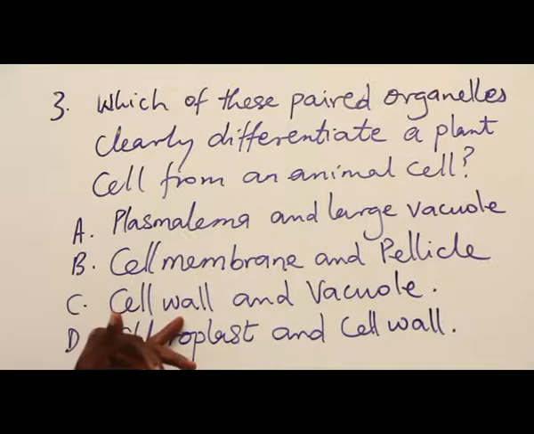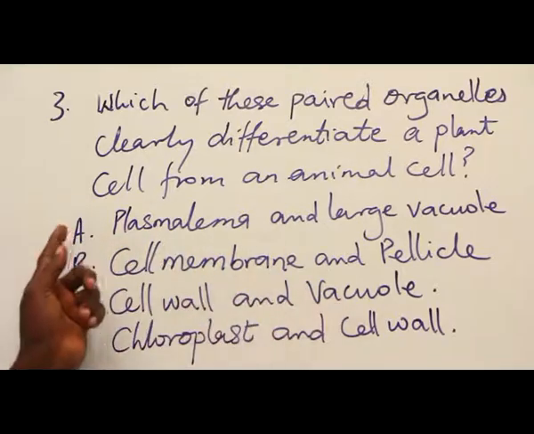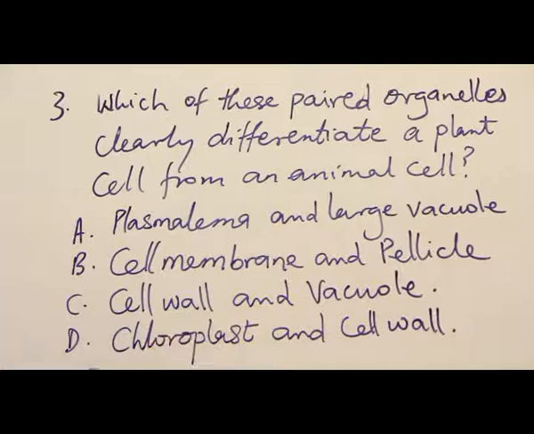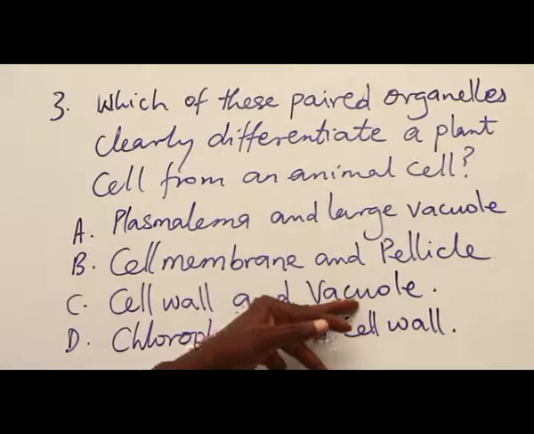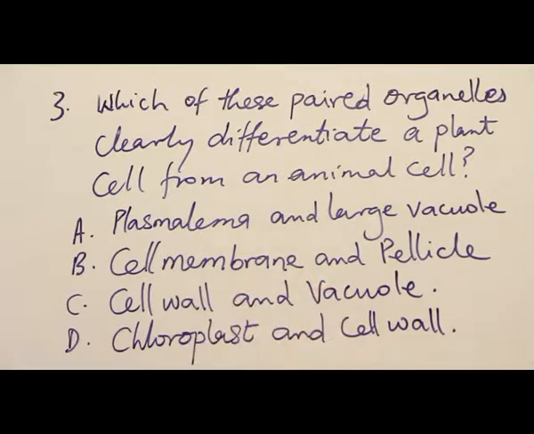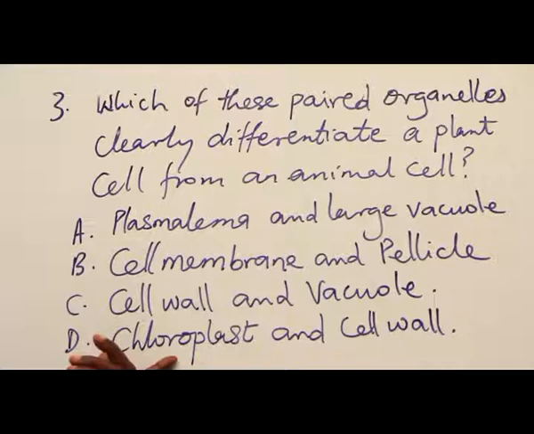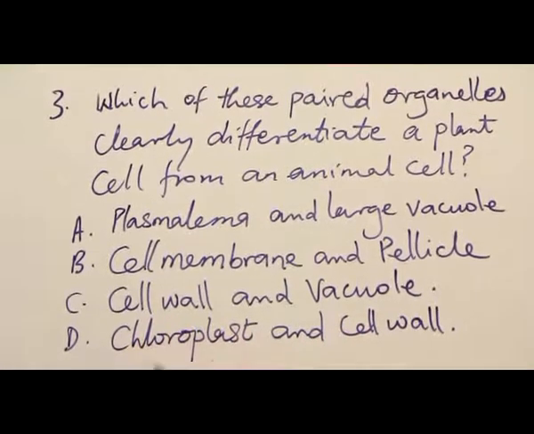C, cell wall and vacuole. Take note, here they say vacuole. Look at A, large vacuole. An uninformed child will jump to C as the answer. But remember, this vacuole is not qualified. So you don't know whether it's large vacuole or small vacuole they're talking about. So that will take you to D. D, chloroplast and cell wall. Chloroplast is a feature in a plant cell. Cell wall is also a feature in a plant cell. So D answers our question.